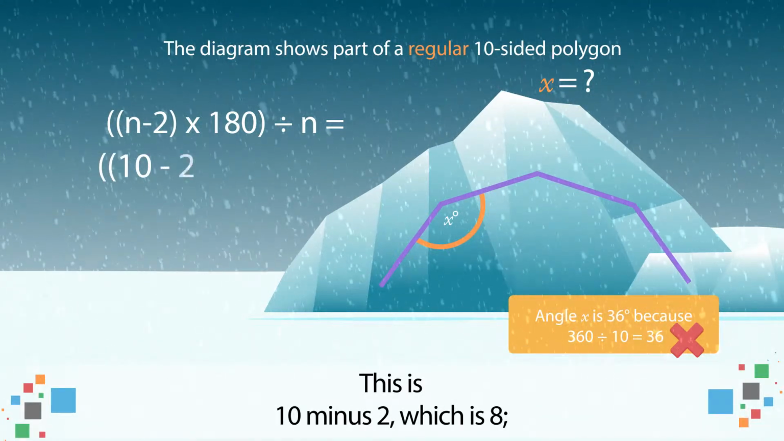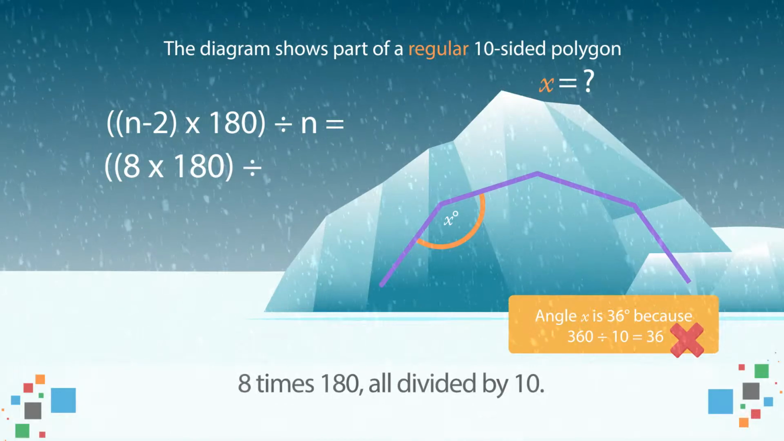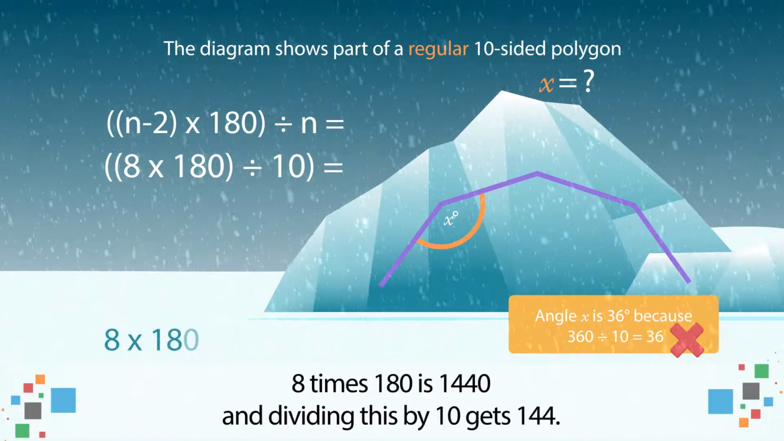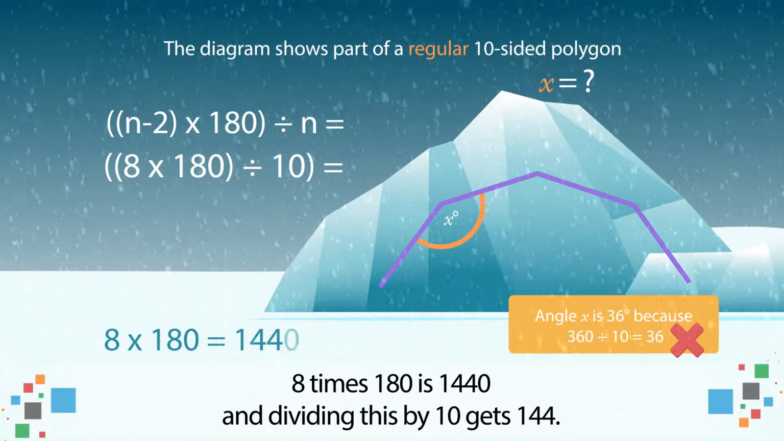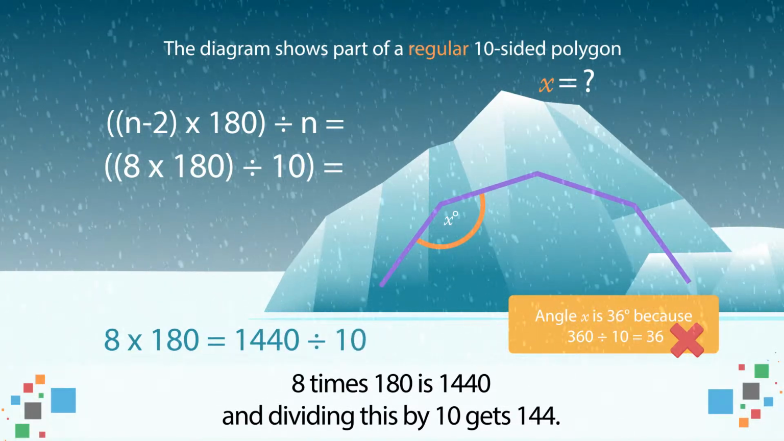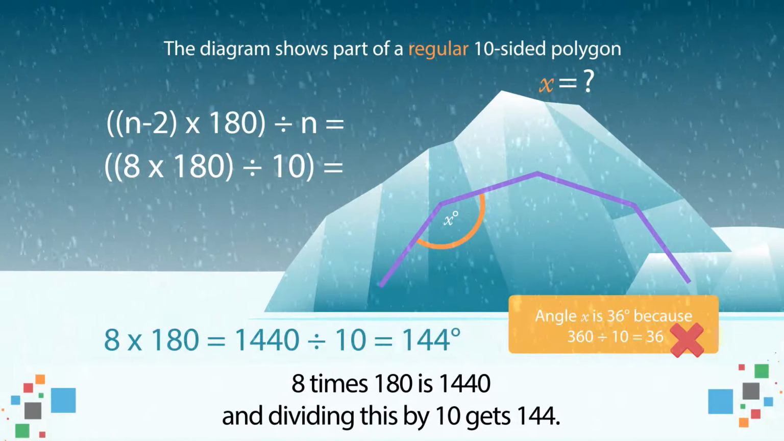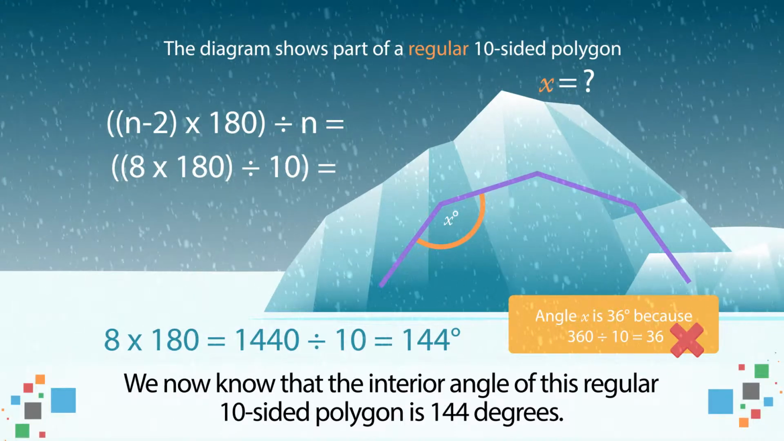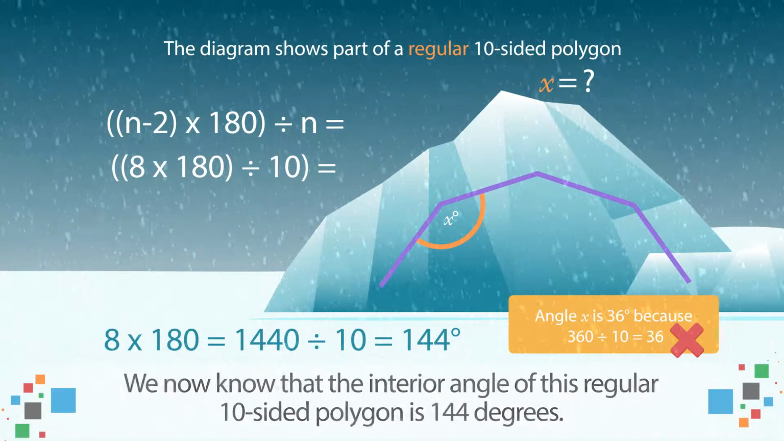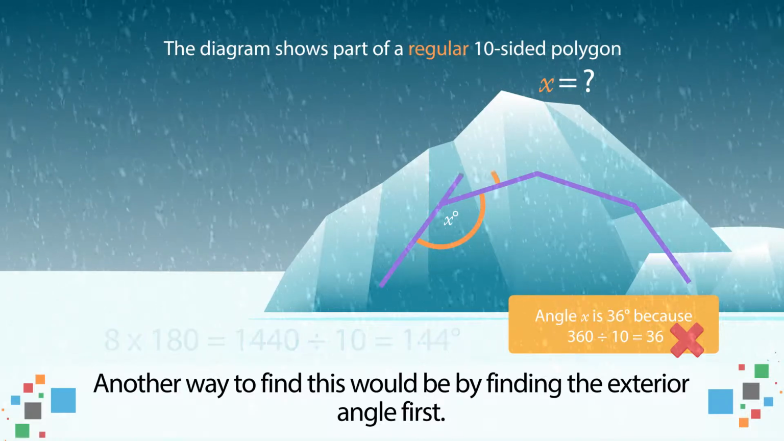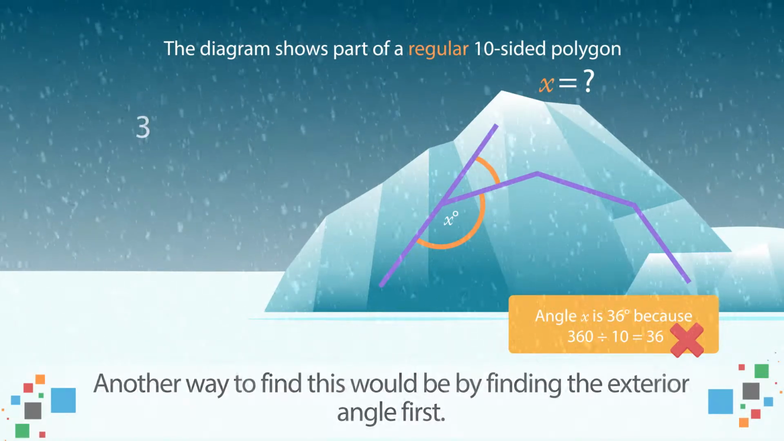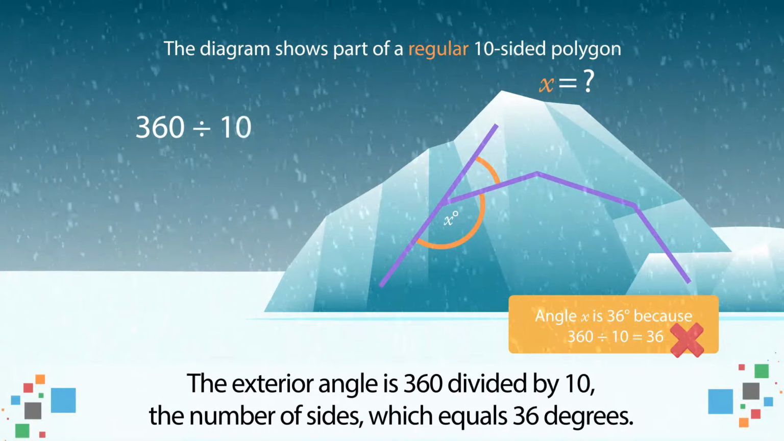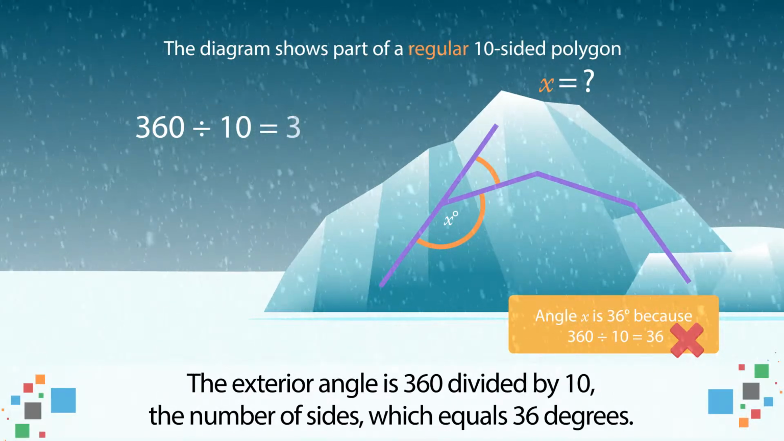This is 10 minus 2, which is 8, 8 times 180, all divided by 10. 8 times 180 is 1,440, and dividing this by 10 gets 144. We now know that the interior angle of this regular 10-sided polygon is 144 degrees. Another way to find this would be by finding the exterior angle first. The exterior angle is 360 divided by 10, the number of sides, which equals 36 degrees.